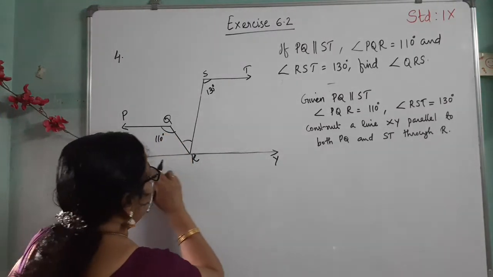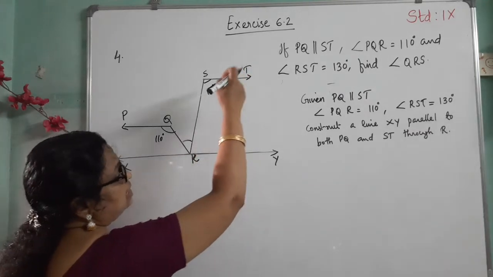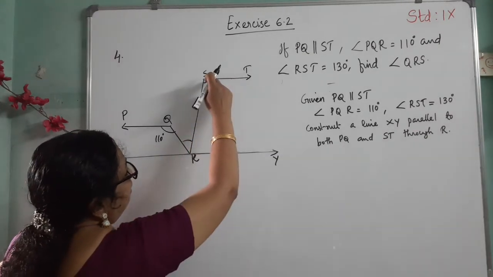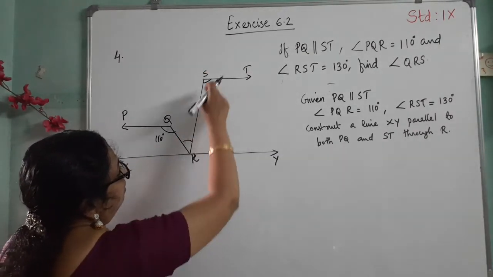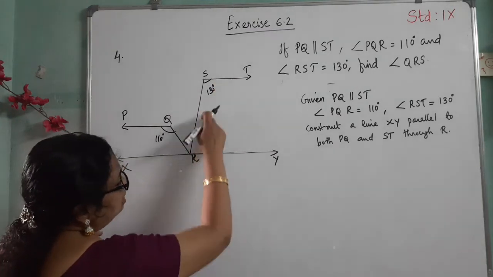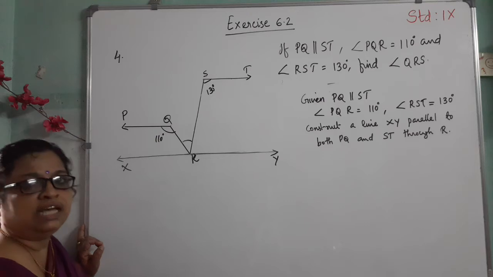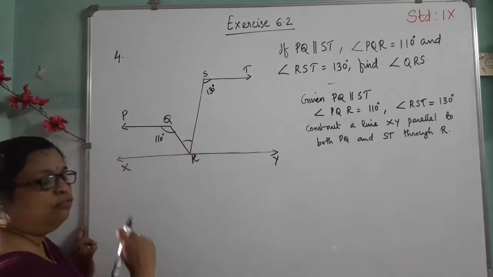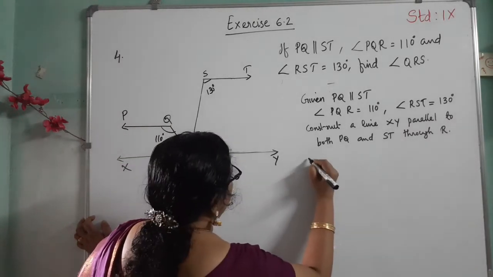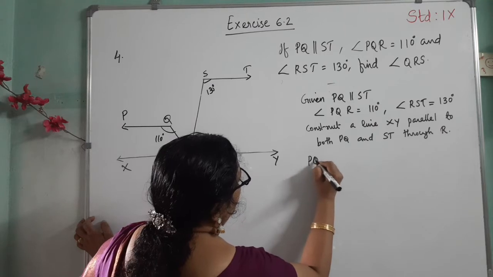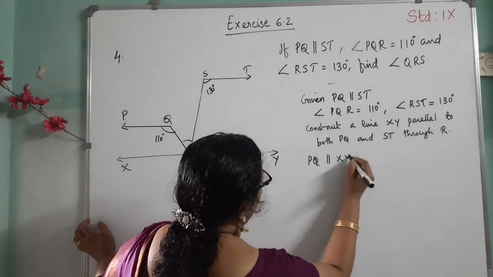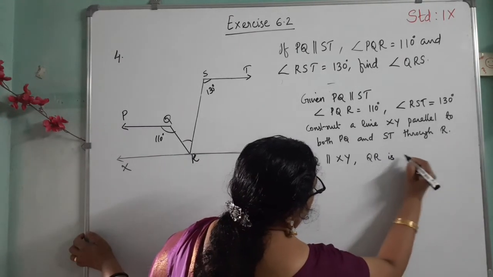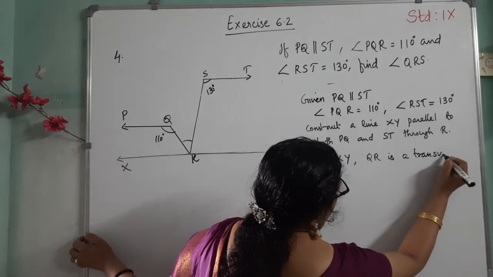And next we can take this line XY and ST are parallel and this XR is a transversal. Then we can take angle TSR, this angle, and this angle. These two angles are supplementary angles on the same side of the transversal. Then from this angle and this angle we can find this angle. Then we can write PQ parallel to XY and QR is a transversal.